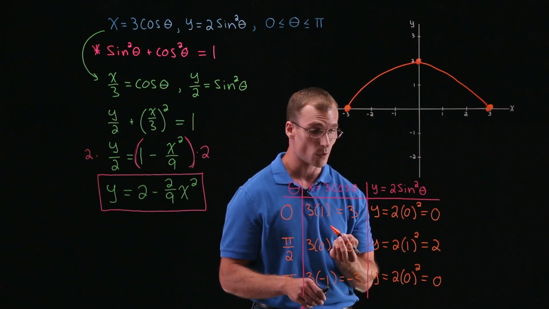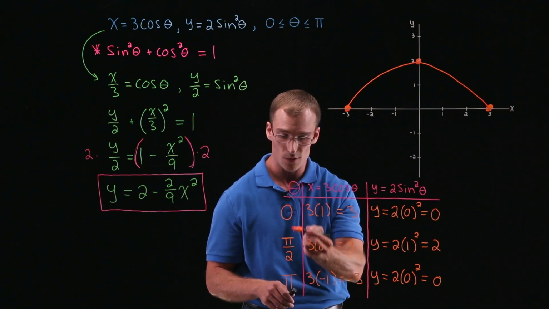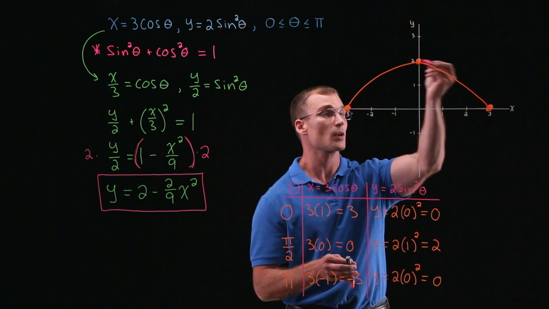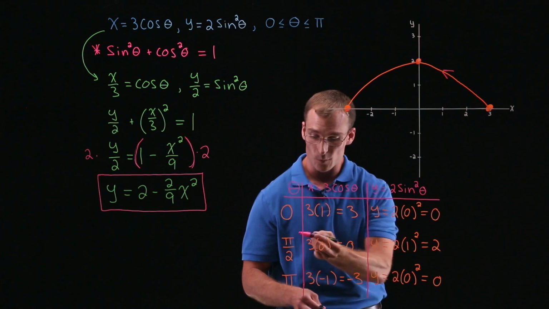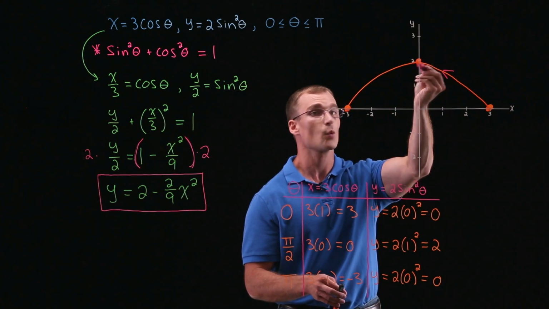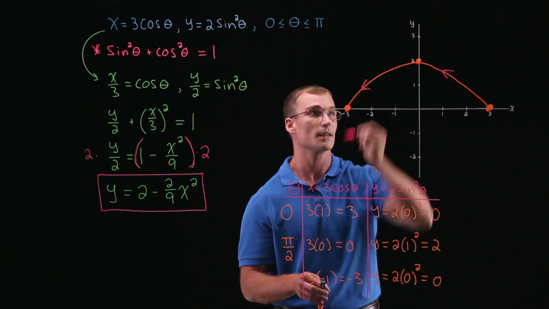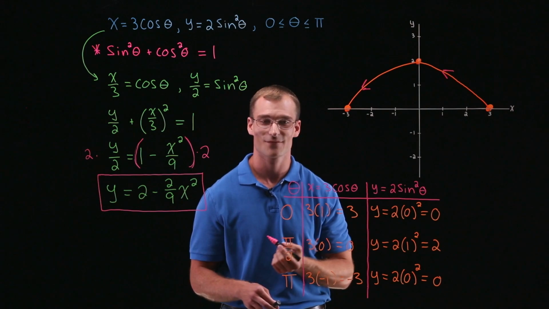Now what we want is to indicate the orientation. Following theta increasing, theta going from 0 to pi over 2, we went from our point here to our point here, so we're moving that way. And then from pi over 2 to pi, we went from our point here down here. So our orientation is going this way. There's the sketch of our graph with orientation. Thank you very much.